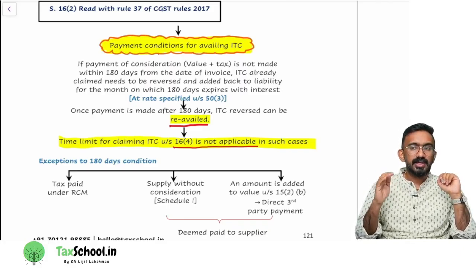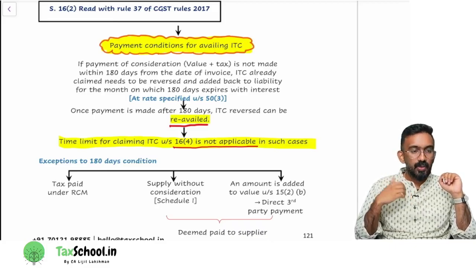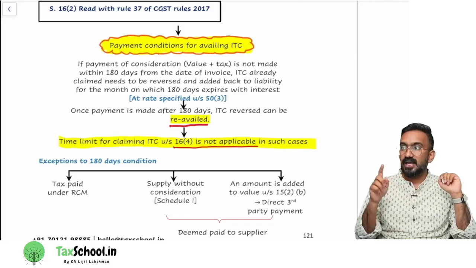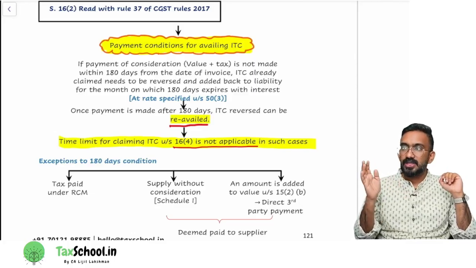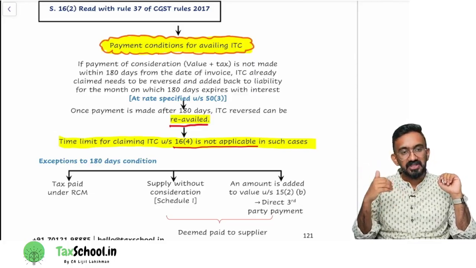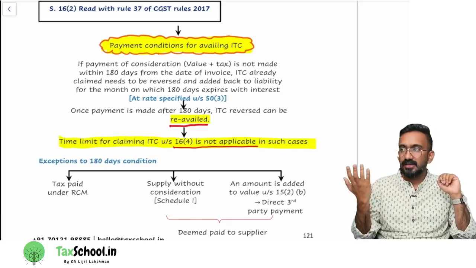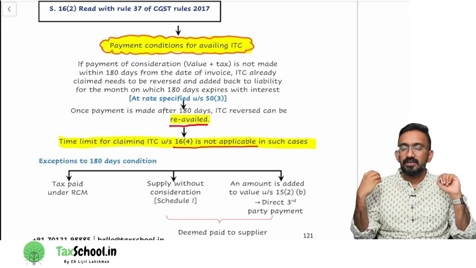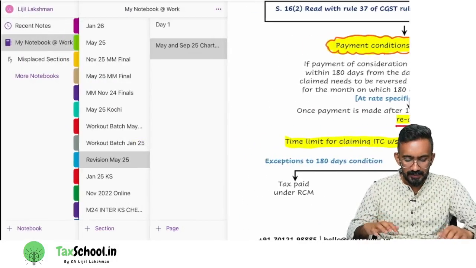But the government says that if you don't make payment to the supplier within 180 days from the date of invoice, whatever ITC that you have claimed needs to be reversed back with an interest under section 50, which is like 24% interest. But once the payment is made after 180 days, whatever credit you have reversed can be reavailed. At the time of reavailment, there is no need to consider the time limit under 16(4). Let's look at it with an example here.